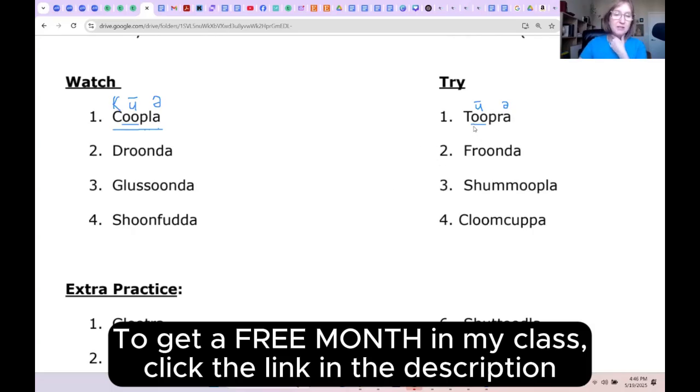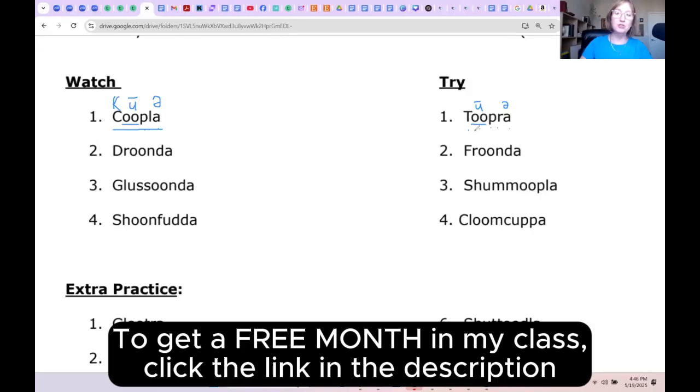Right. So we know that this OO is going to say ooh, because that's what OO says in the middle of words. And it's only going to come in the middle. It might come at the beginning, like in oops, but that's going to be much more rare than common. Maybe oodles, but most of the time it will be in the middle of a word. So here we have ooh, A at the end says uh.